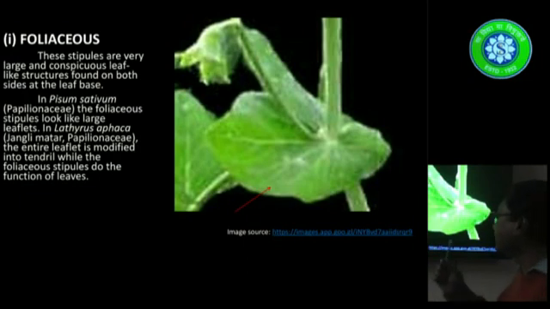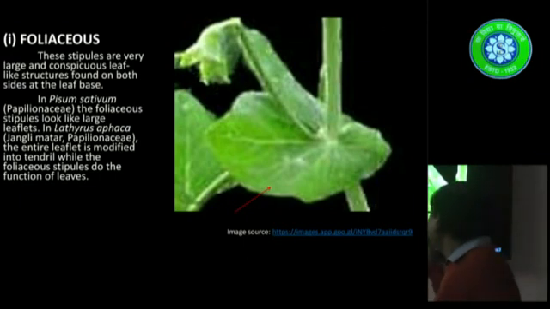They look like large leaflets, as in Lathyrus aphaca, or jungli matar of Papilionaceae. Here, the entire leaflet is modified into a tendril, while the foliaceous stipule does the function of the leaf.